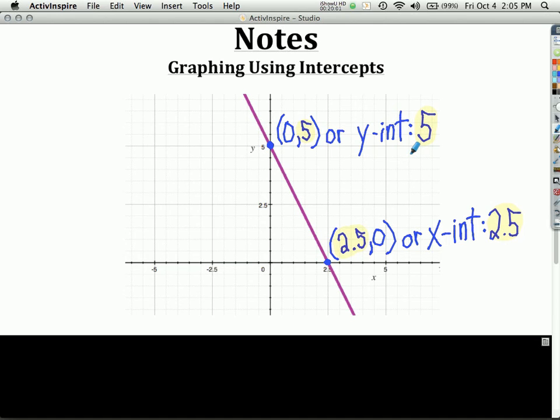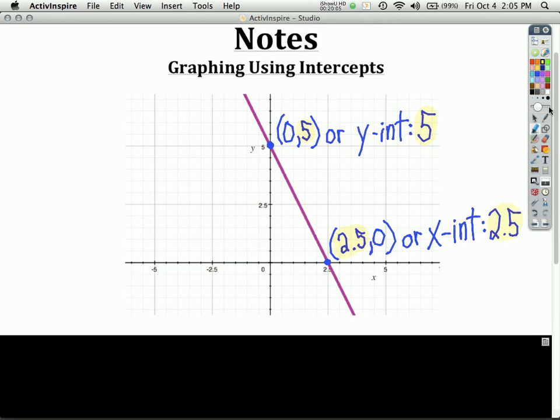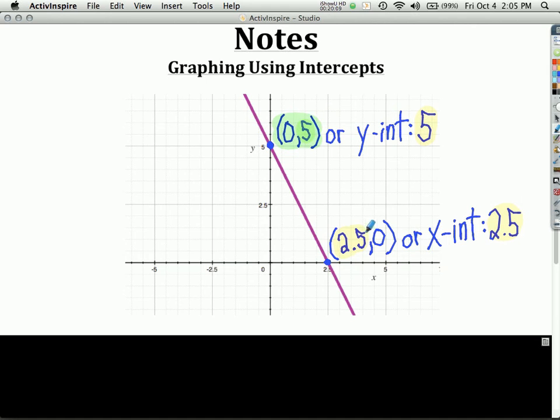So why are intercepts valuable? Why are they important? Well, I want you to look at this and this together, and I'd like you to try and see if there are any similarities between them. What similarities do you notice? 1, 2, 3, 4, 5, 6, 7 light bulbs.